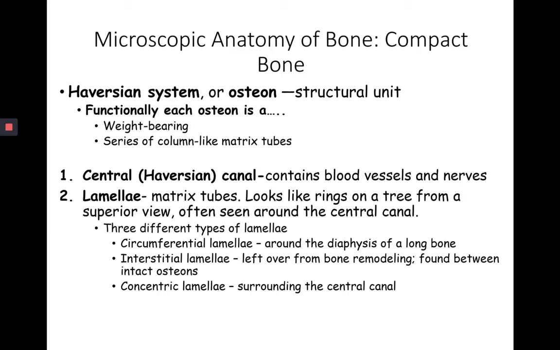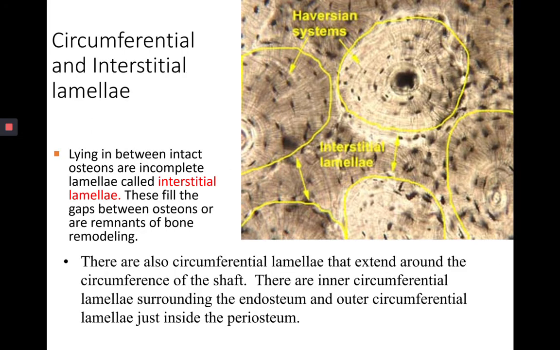But there's also leftover lamellae from bone remodeling called interstitial lamellae. And then if you're looking at a long bone, there's lamellae that surround the diaphysis, and lamellae that go around the circumference of the diaphysis are called circumferential lamellae. So let's look at a couple of those types.